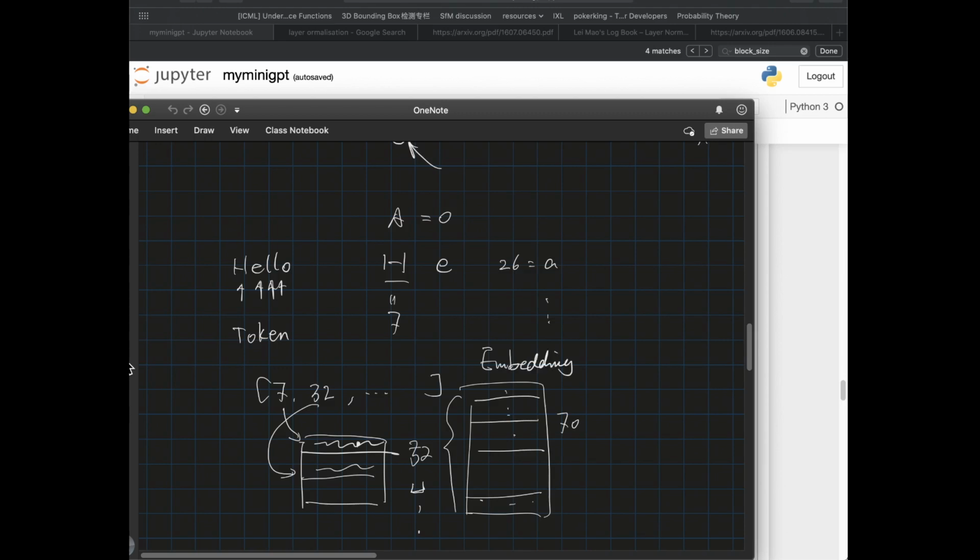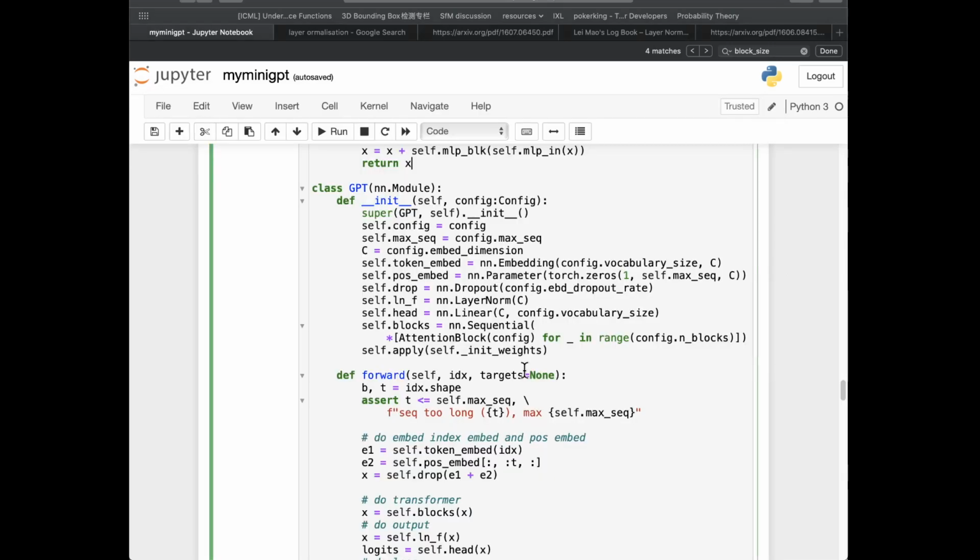There are good papers that discuss this problem, and here we employ the most straightforward method. We let those embedding numbers be learned as well. So this operation is called an embedding layer. This is how we do that.